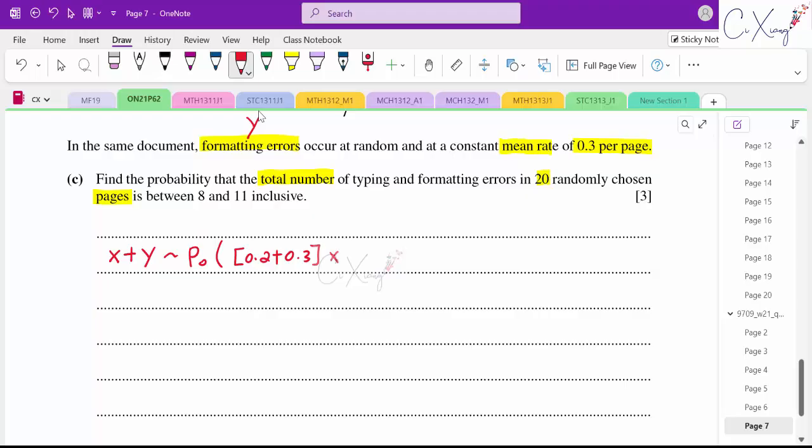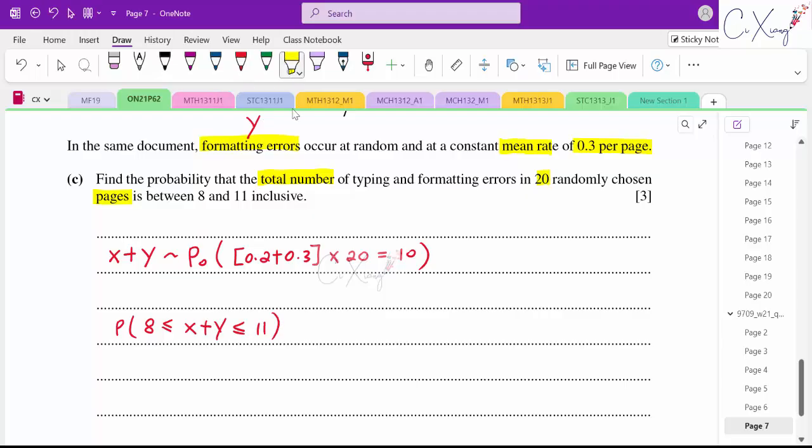But now I'm having 20 pages. Therefore, I have to multiply by 20, and I will actually get 10. Okay, my lambda is equal to 10. And they are interested in the probability that the total error is between 8 until 11.